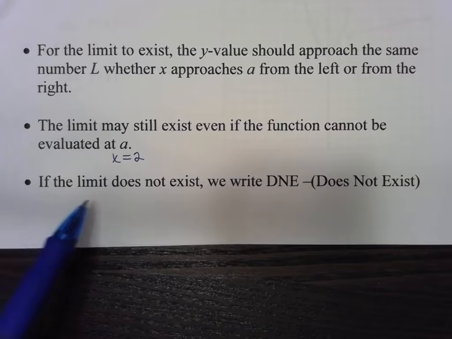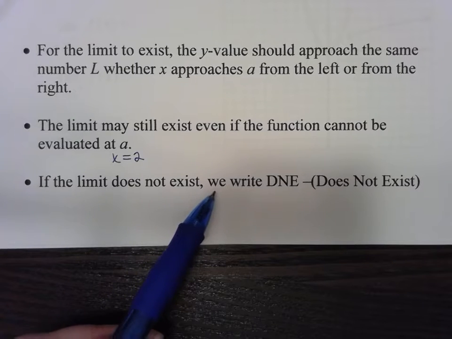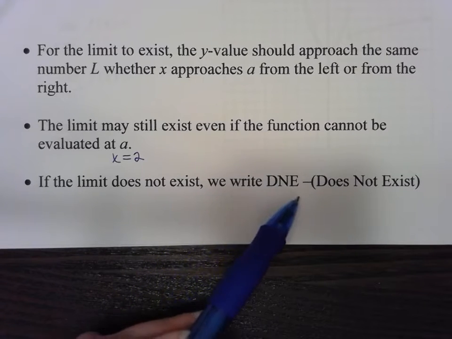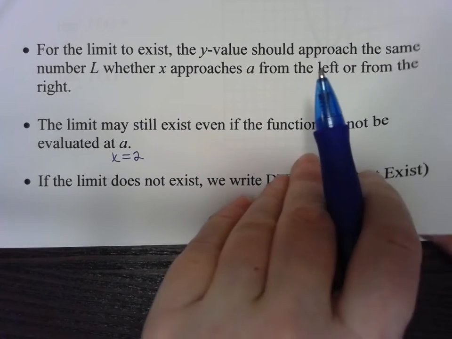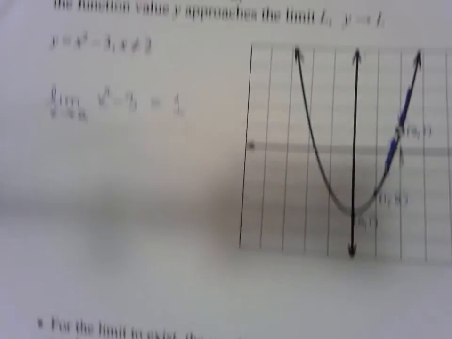Okay, if the limit does not exist, what's usually written is DNE, does not exist. Okay, so let me give you a couple of examples.